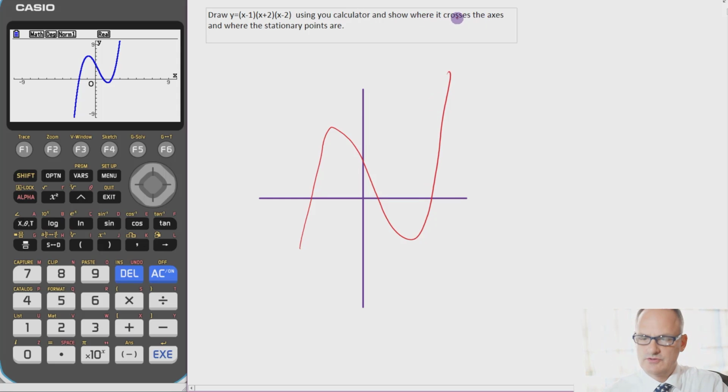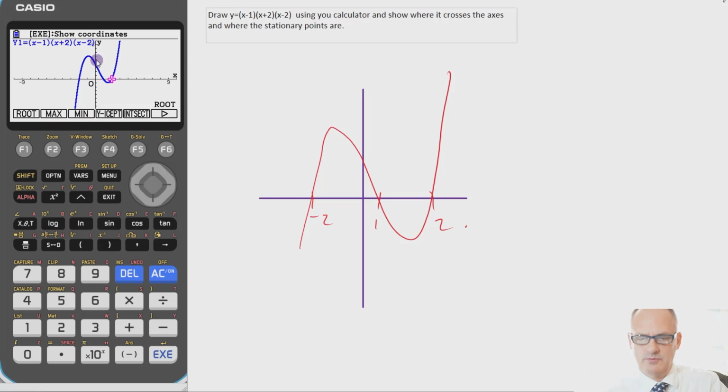Now it says where it crosses the axes. Well, we know it's going to cross here at minus 2, here at 1, and here at 2. Now, if we wanted to work that out, we can use the graph solve to help us. So we want to find where it crosses the x-axis, which is called root. So there we go, x is minus 2. Go to the next one, x is 1. Go to the next one, x is 2. Press graph solve again. We want to find the max value there. So let's look for the max value.